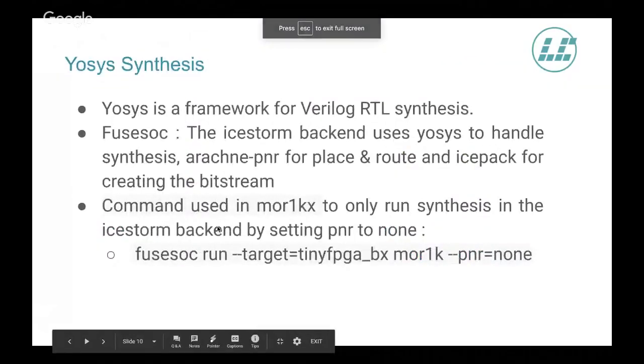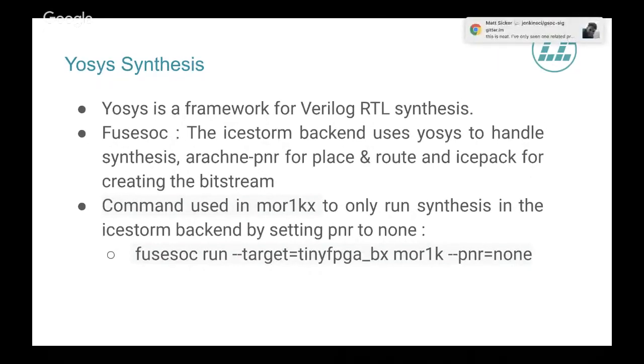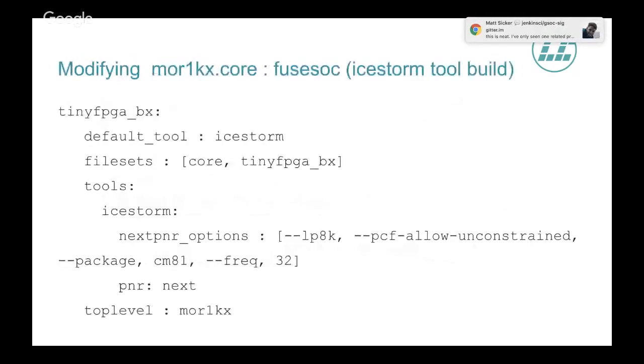Now, after phase 1, we had to use Yosys synthesis. Yosys is a framework for Verilog RTL synthesis. It was required for monitoring resource usage. Now we have GSoC, which is a tool package manager, and it has iStorm, which provides Yosys synthesis in its backend. So I just had to make some modifications to its core file so that we can have iStorm in our backend, and we can generate a yosys.log for the OpenRISC projects.